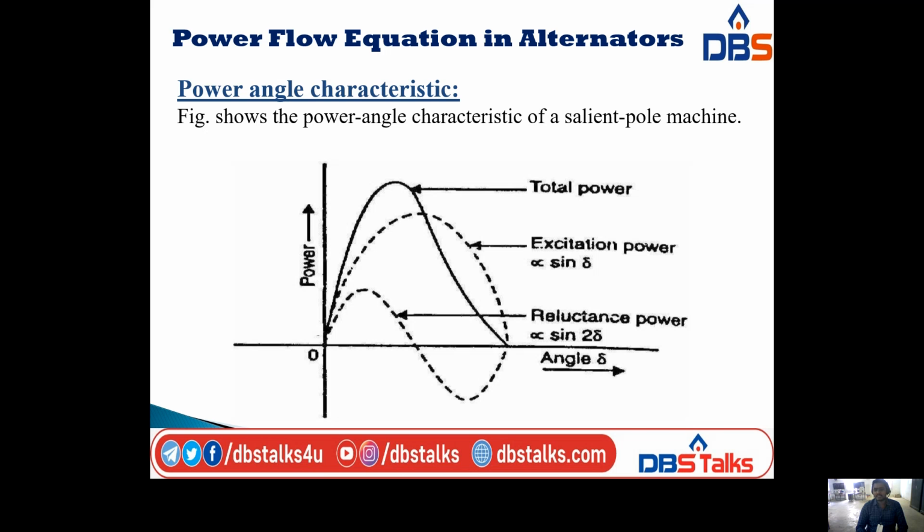This excitation power is directly proportional to sine delta. And one more curve is there, which is purely sinusoidal. This curve is known as reluctance power, and it is directly proportional to sine 2 delta. These are the three curves we are taking for the salient pole machine: total power, excitation power, and reluctance power.